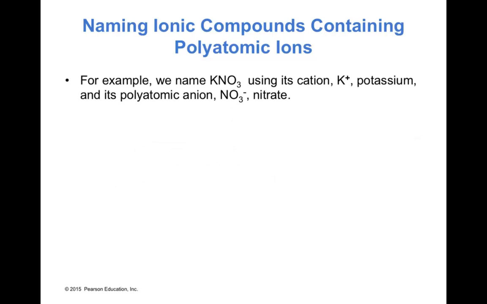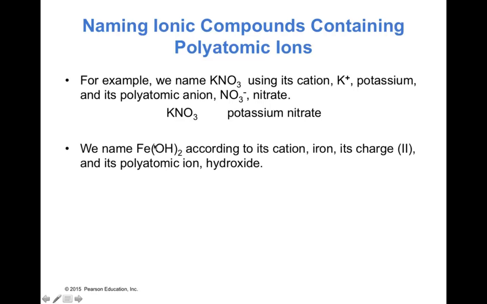The first one, we have KNO3. K here is the metal. So that means that all of this, NO3, is the polyatomic anion. So we have the cation, that is potassium, and the polyatomic anion, that is nitrate. This is the name of this polyatomic ion. So that means that we have potassium nitrate. That's the name of this ionic compound with polyatomic ion.